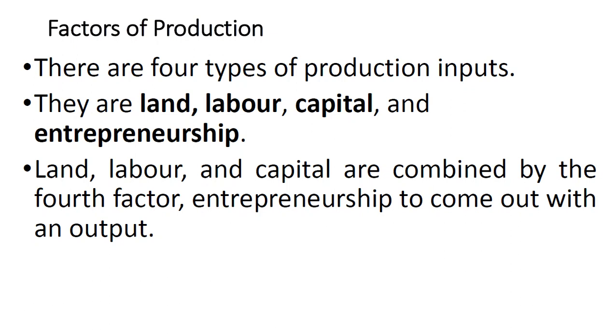But the basic ones that are actually used in the production process are three, and they are called land, labor, capital, and entrepreneurship. So the entrepreneur is the one that combines land, labor, and capital in order to produce goods and services.